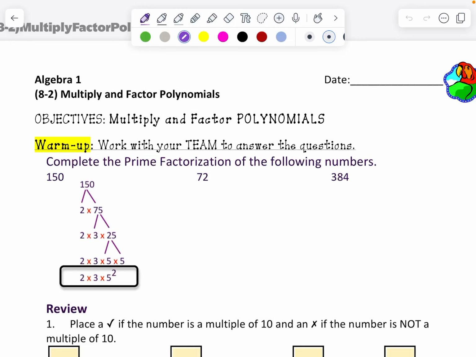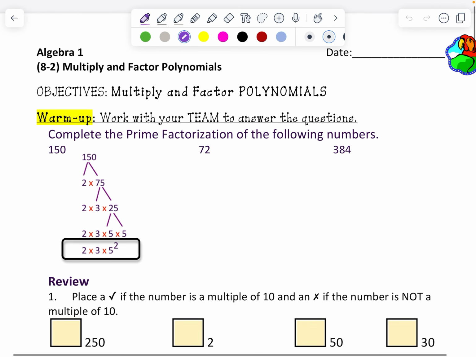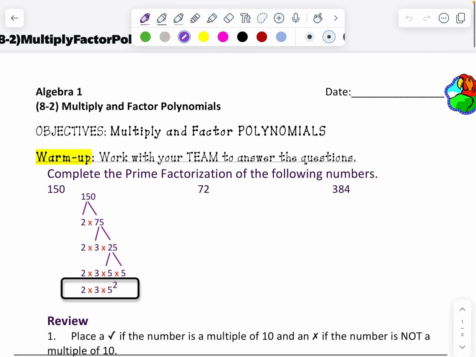Hi, kids. We are looking at 8.2 in Chapter 8 on polynomials, multiplying and factoring polynomials. So that means we're going to go backwards and forwards, where we distribute and then we undo the distribution by factoring. So we're going to start off with a warm-up here. I'm going to ask you to pause your video and do some of these problems and then come back and check your answers.